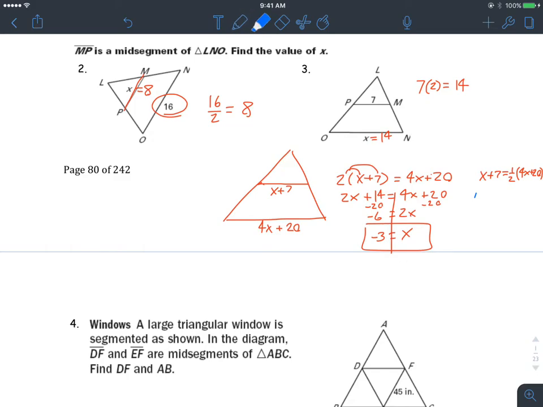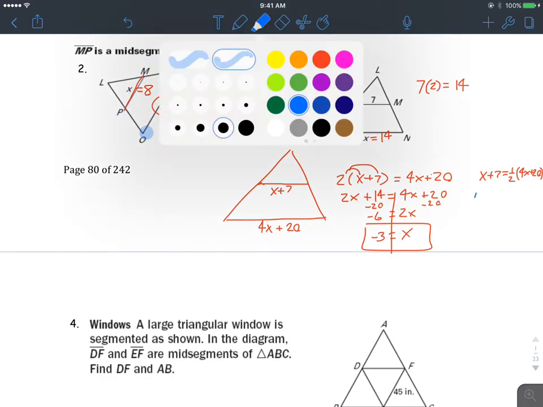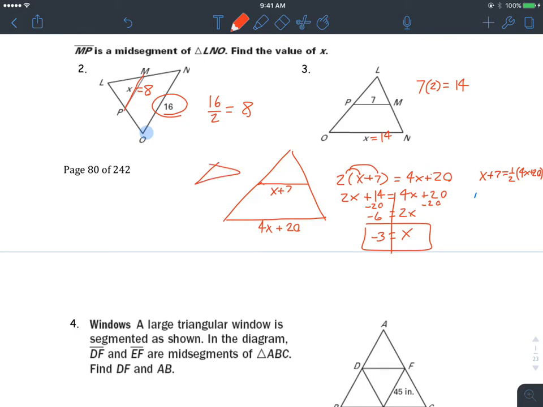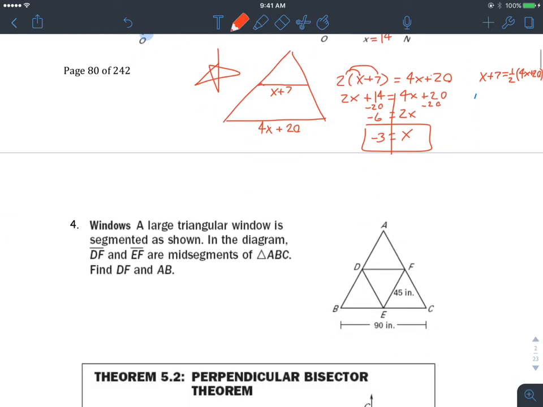Bottom line, though, the mid-segment is 2 times that. Gets you the longer side, or you could think of half of the longer side gets you the mid-segment. That's really it. So those are pretty straightforward. Just watch out for the ones where they got the algebraic expressions. Those are a little tricky there.